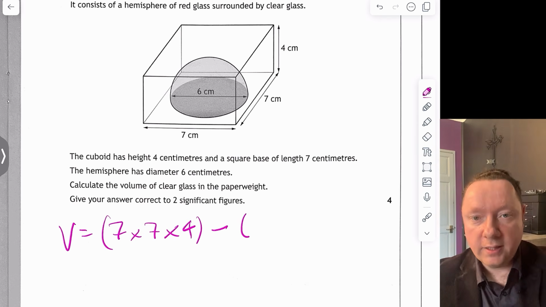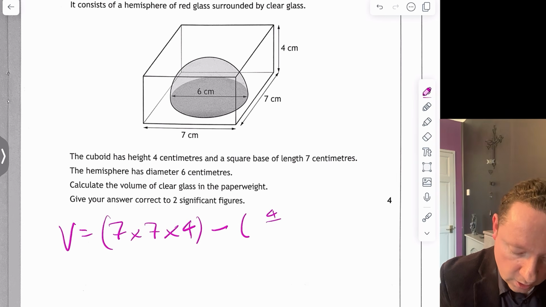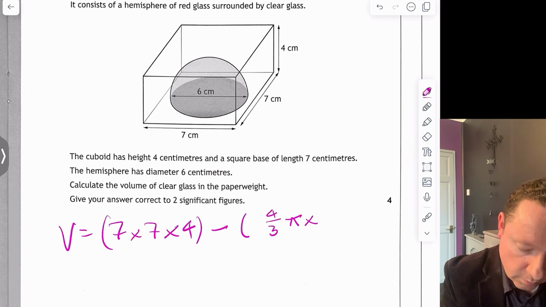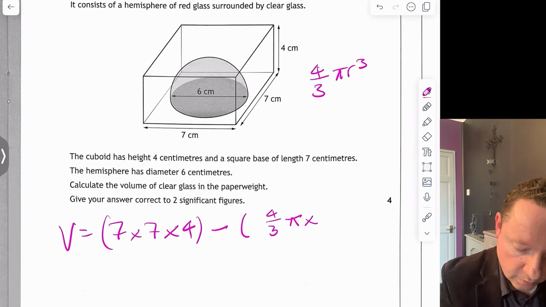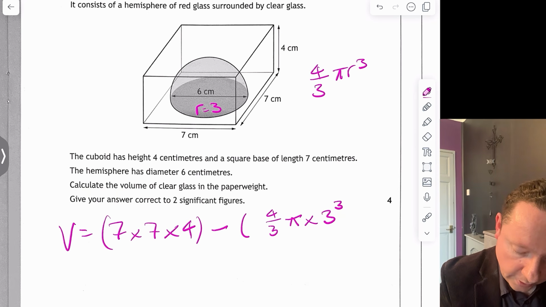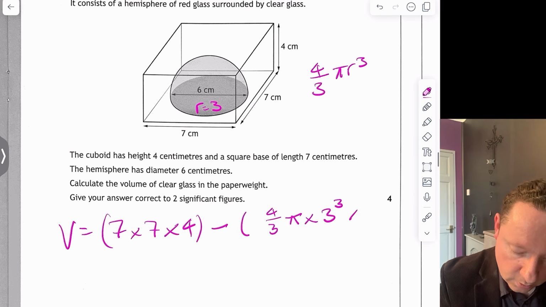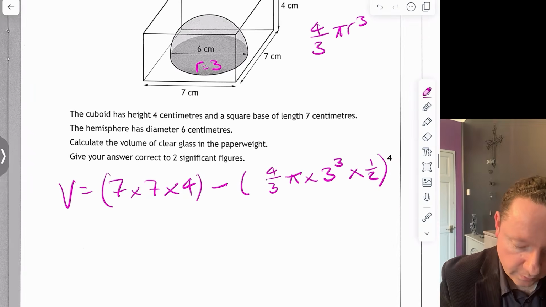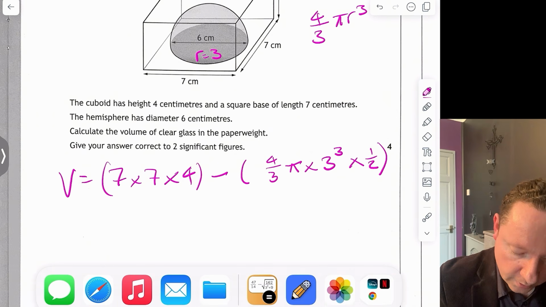Well, check the start of the exam paper and you'll get 4/3 pi times r cubed. Now, let me just write that up here. That is a sphere. So the radius is equal to 3 because it's half of 6. So 4/3 times pi times 3 cubed. But I need to do a half of that or divide by 2. So times a half or divide by 2 because it's a hemisphere. Now, most people work these out separately.